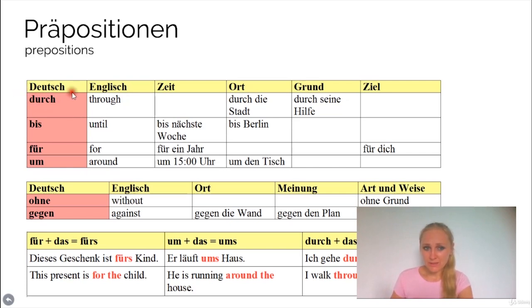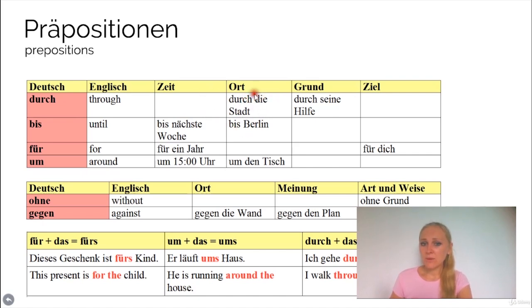Durch in German means through. So here we have Zeit, which means time. Ort is the place or location. Grund means reason, and Ziel is the aim. So here, through, referring to a location, durch die Stadt means through the city. Now we have die Stadt that comes right afterwards. So die Stadt here is the accusative object because it stands right after through.